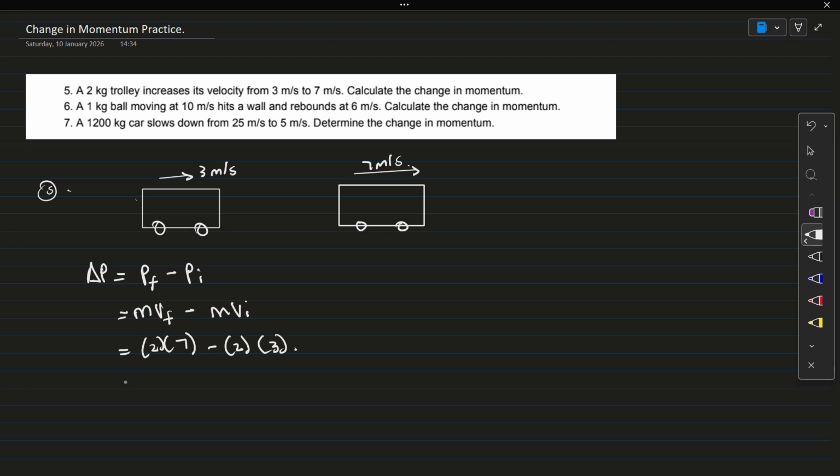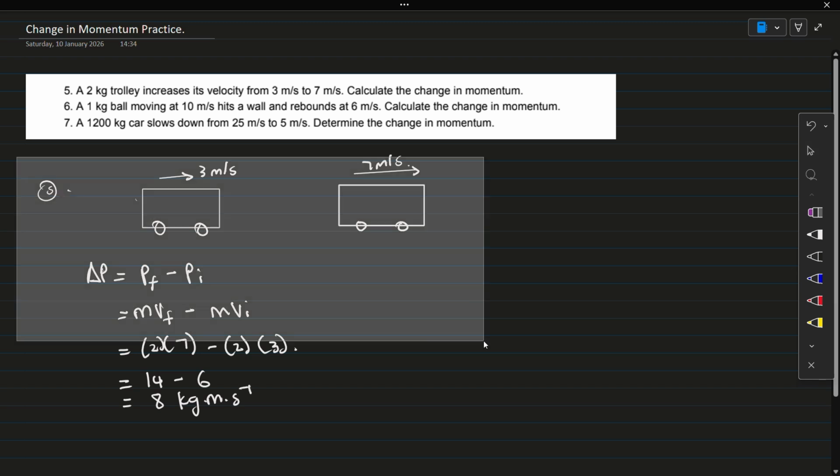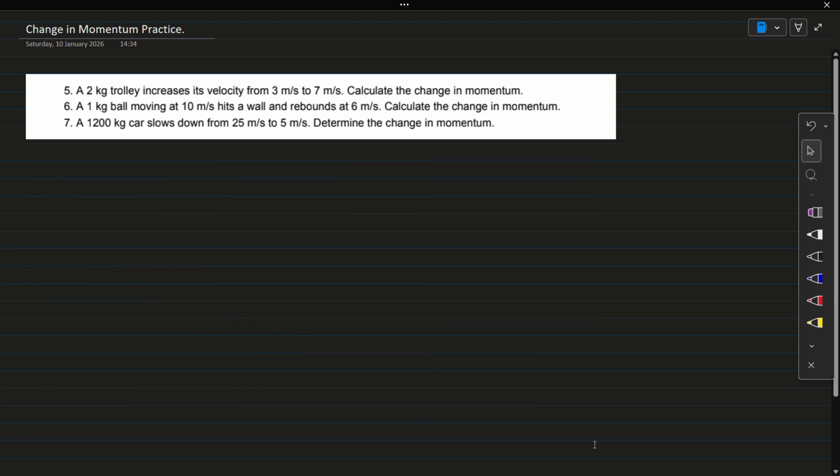This is how you calculate the change in momentum. 2 multiplied by 7 is 14. 2 multiplied by 3 is 6. 14 minus 6 is 8 kilogram meters per second. This is how we do number 5. I would suggest you pause, then try number 6 before we actually do it together. I hope you're trying number 6 by yourself.